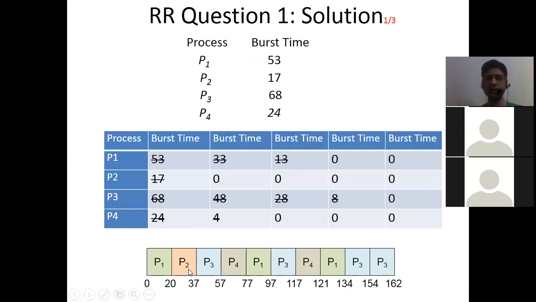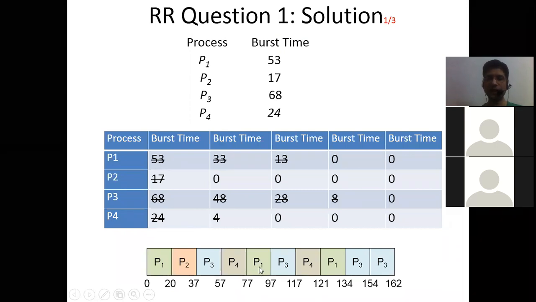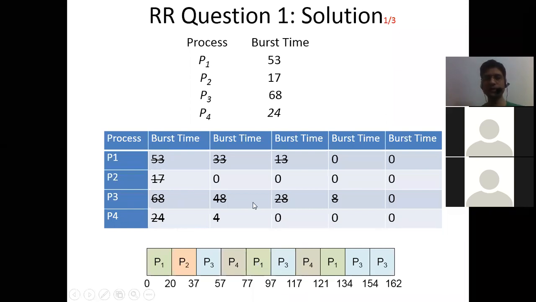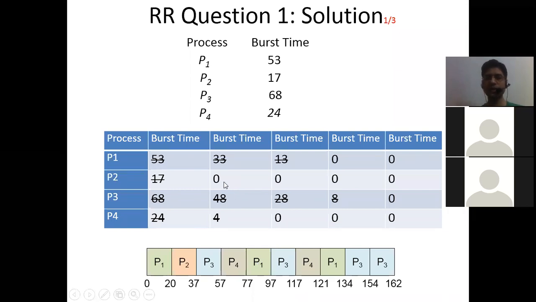That firstly P1, then P2, P3, P4. Then if there is a remaining time for P1, as we can see here, that 33 burst time is remaining, so P1 will be given again the CPU. So P1 is executing here, and after 20 time slot has expired, it has to go again to the ready queue. And who will get the CPU? The next one, P3, because P2 has finished its execution. This is not anymore in the ready queue. So 48 in this case is the burst time of P3, that is the remaining.